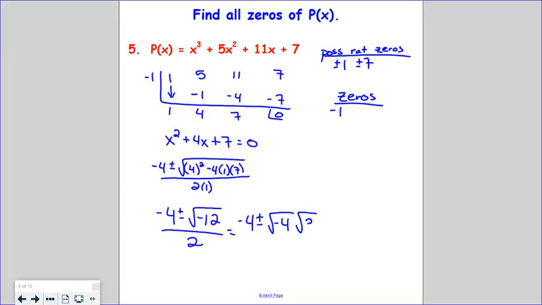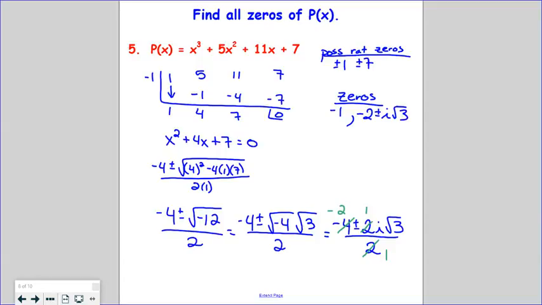Biggest perfect square that goes into 12 is 4. And remember, when we square root a negative, square root of 4 is 2, square root of that negative is i. And we just don't cross it off as not being real, because they're not asking us only for reals, they're asking us for all. So simplifying my outside numbers, all divisible by 2, I would end up with -2 plus or minus i square root of 3 over 1, which gives us all the rest of our zeros there. They're imaginary. And the thing about imaginary zeros, they're not going to hit your x-axis.